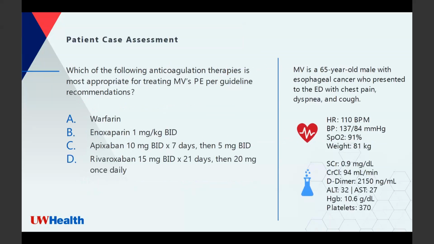And so the question is, which of the following anticoagulation therapies is most appropriate for treating MV's PE per guideline recommendations? There's A, warfarin with an INR of 2 to 3. B is enoxaparin 1 mg per kg BID. C is apixaban at our usual treatment dosing. And then D is rivaroxaban at our usual treatment dosing. And then I repeated the case characteristics on the side of the screen. So please enter your answers into the chat.